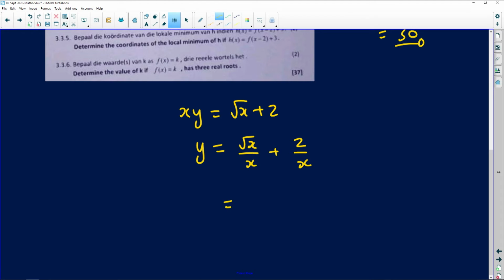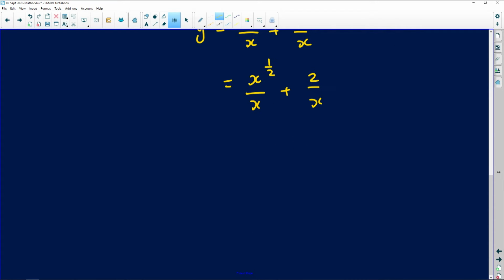So I'll change my root x to the power 1 over 2, divide that by x, add this to 2 over x. Then I'm dividing now, same bases. I'm going to subtract: half minus 1 is going to give me negative a half, plus this one is going to be 2x to the minus 1. It almost looks like we moved this up. When you move it up, the sign of the exponent is going to change, okay? In the first one, I just did half minus 1. You're subtracting when you're trying to figure out the solution to that.